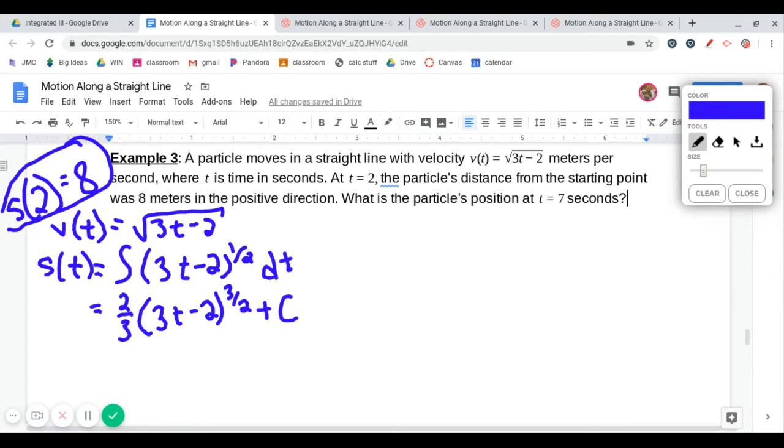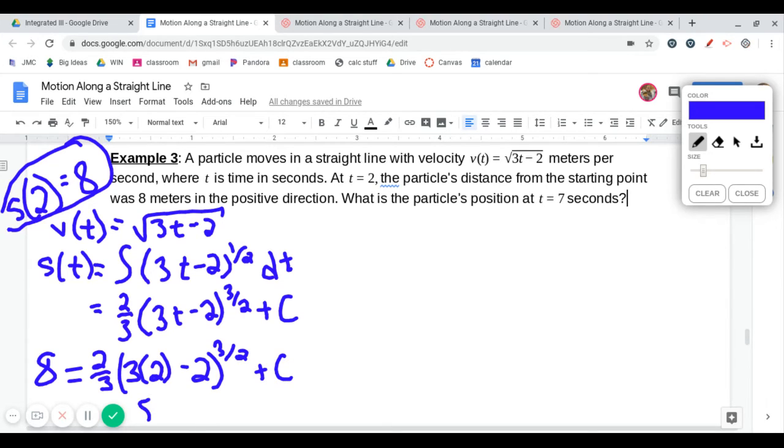So s of 2 equals 8, which means if we plug in 2 for every t, that's going to equal 8. So 8 equals 2/3 times 3 times 2, plugging in 2 for t, minus 2, to the 3/2 plus c. So 8 equals 2/3 times 3 times 2 is 6, minus 2 is 4, to the 3/2 plus c.